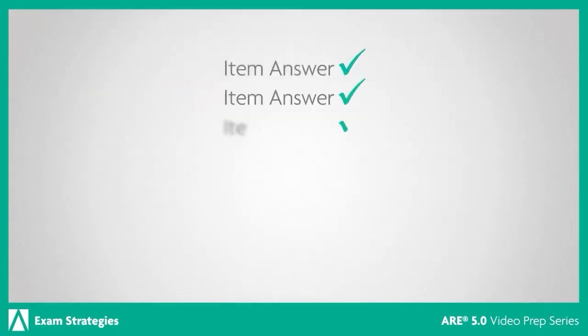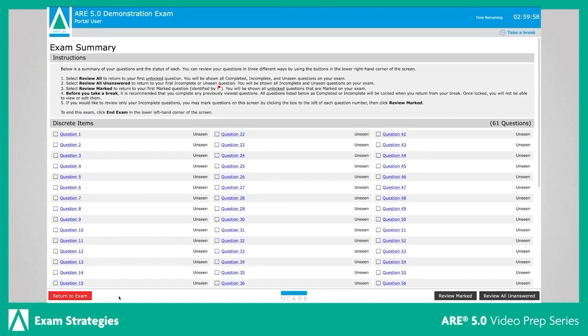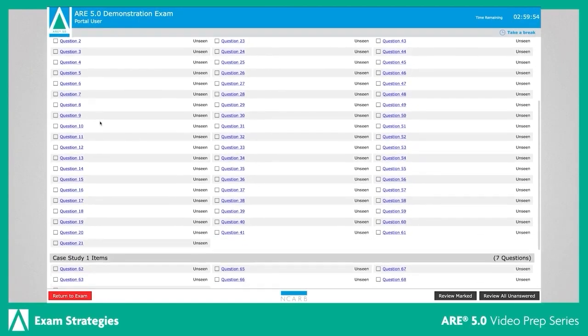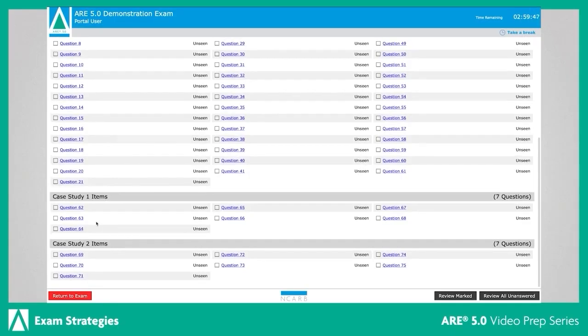Your total score is determined by adding up the number of questions answered correctly. Individual items are located at the beginning of the content portion of each exam, and case studies are located at the end. Using the exam summary screen, you can navigate directly to a case study wherever you feel most comfortable.